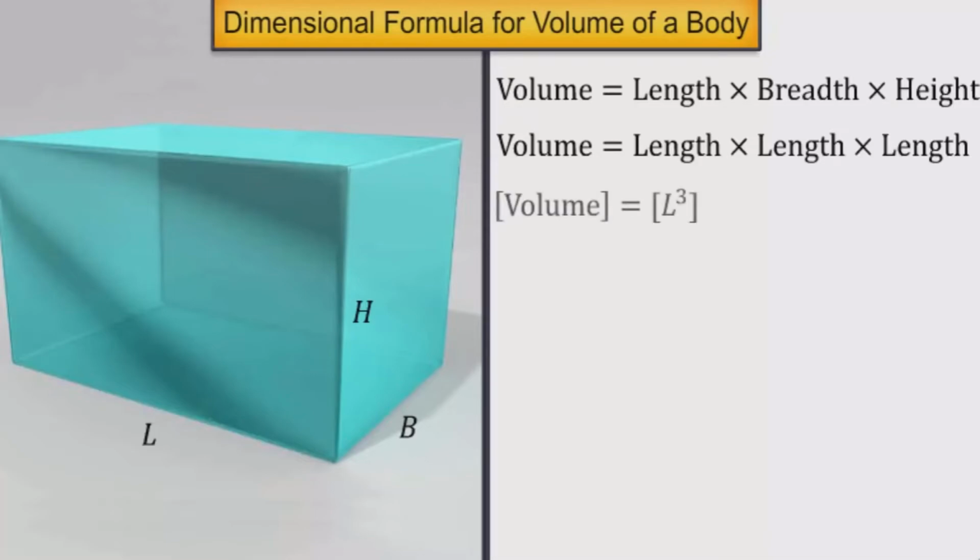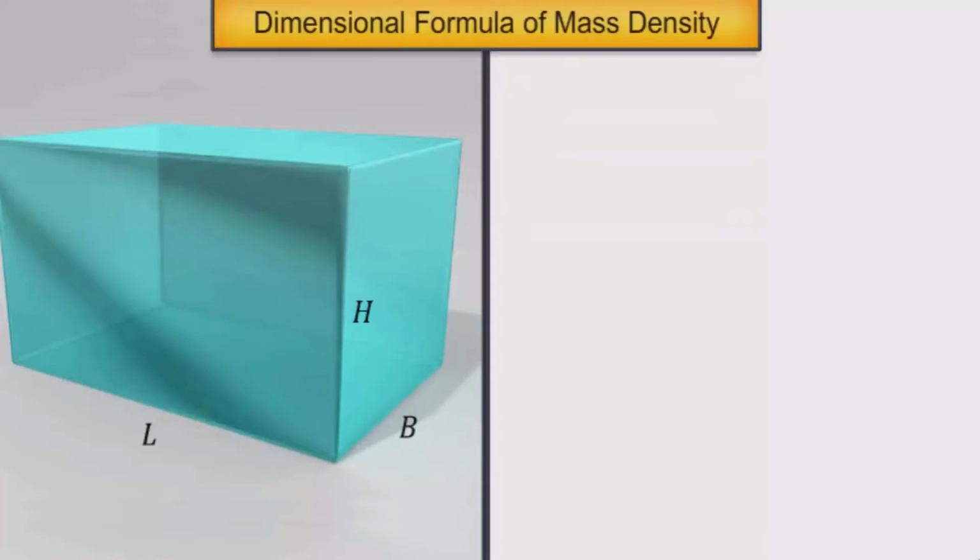Similarly, we can find the dimensional formula of mass density, which is the ratio of mass to volume. The dimensional formula for density is ML^-3.